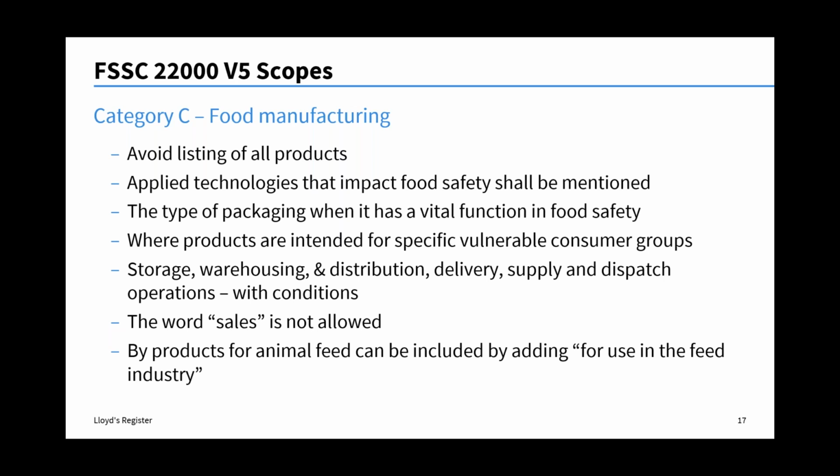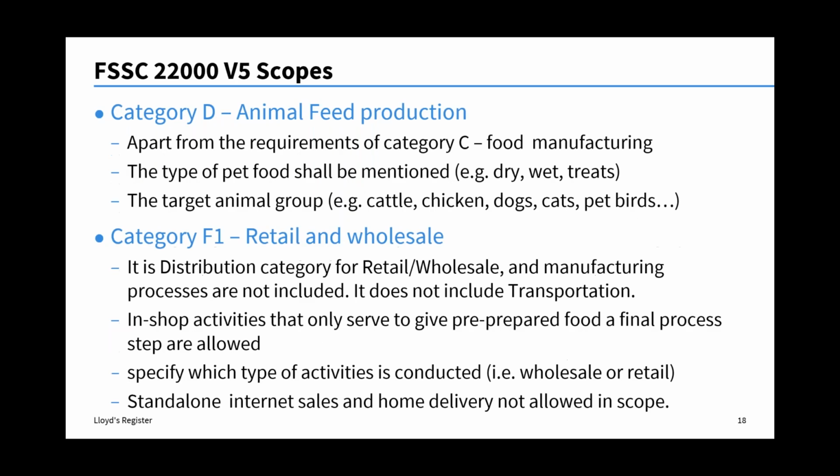Now coming to animal feed production, which is category D. All requirements for food manufacturing would apply. Along with that, the type of pet food shall be mentioned, for example, whether it's dry, wet, or a treat. Also, the target animal group shall be mentioned. For example, whether the animal feed is for cattle, chicken, dogs, cats, pet birds, etc.